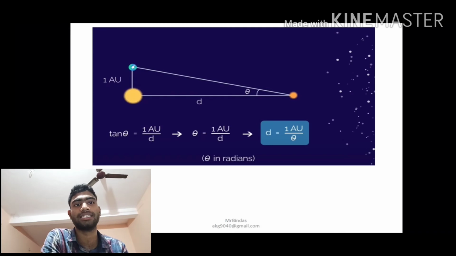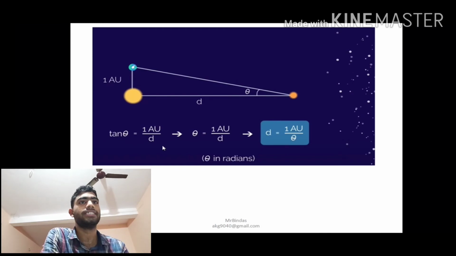But there is another formula also, that is theta equal to 1 astronomical unit by D. But just remember that theta must be in radian. If theta is in radian, then you put theta equal to 1 astronomical unit by D. But why do we use this formula? Because we already have a formula like tan theta equal to 1 AU by D.